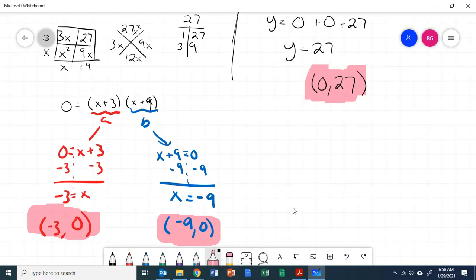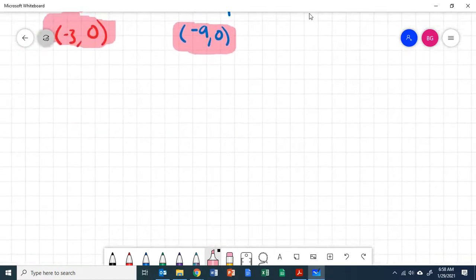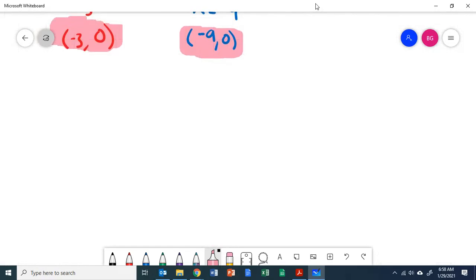All right, I'm going to give you another one here. I want you to try this one by yourself. Then resume the video and check your answer with everything I have written up on the screen. So example 3 is going to be y equals 2x squared plus x minus 15. So go ahead and find the x-intercepts and the y-intercepts.